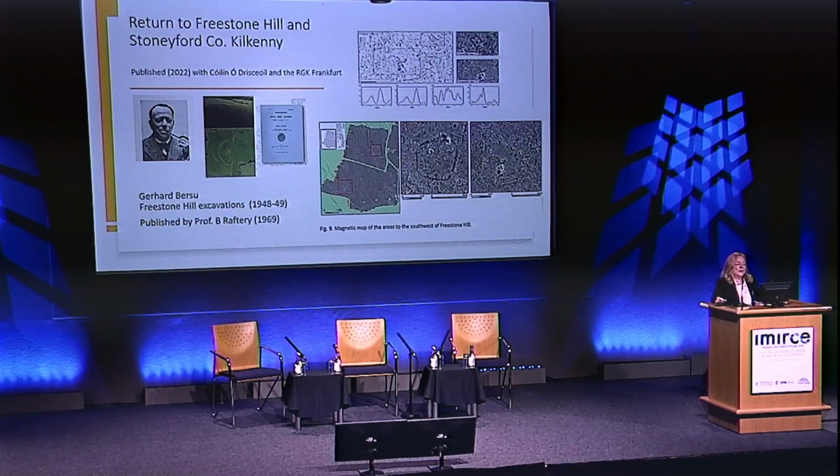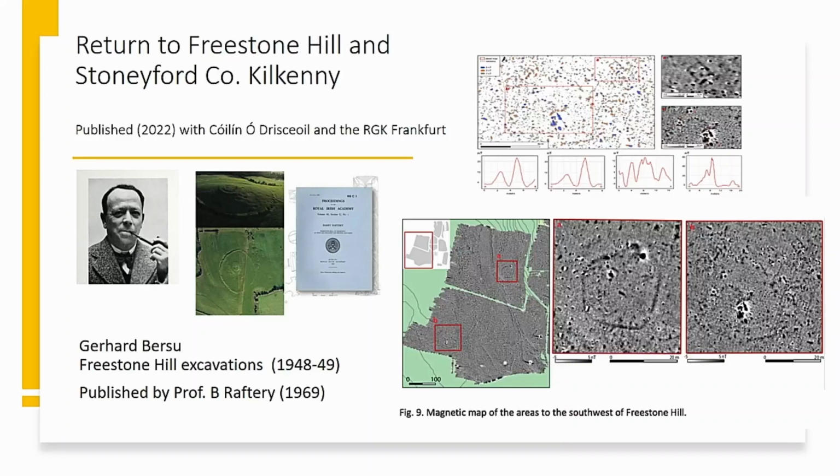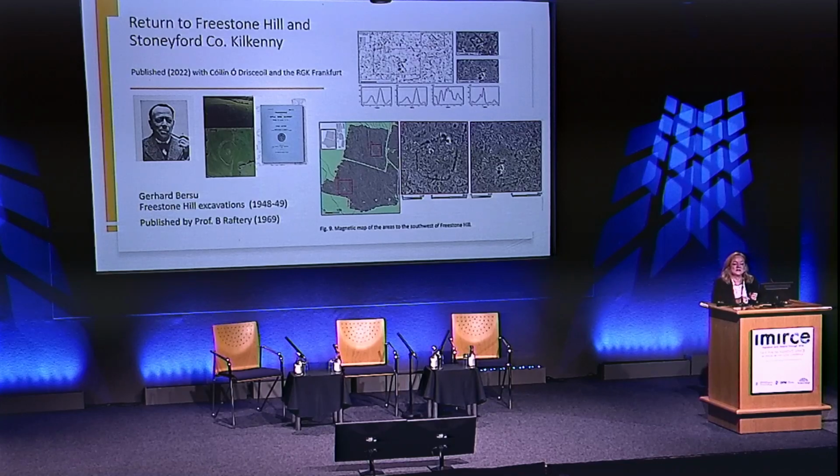So following on from the Discovery Programme, Colleen O'Driscoll and I returned to Freestone Hill, a site that was excavated by Gerhard Bersu, who was himself a migrant or a refugee. And we decided to look again at some of the material. Now, we did swathes of geophysics, and what we have clearly identified is there is much more to do, including, I hope, provenancing of metals that may come out of the site.